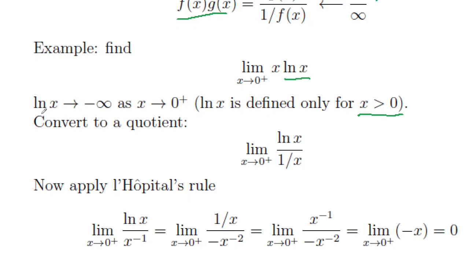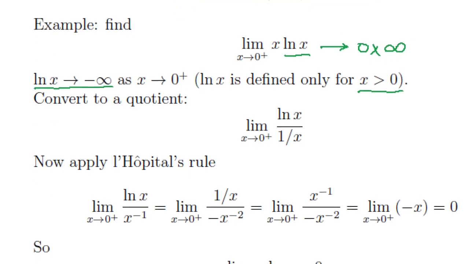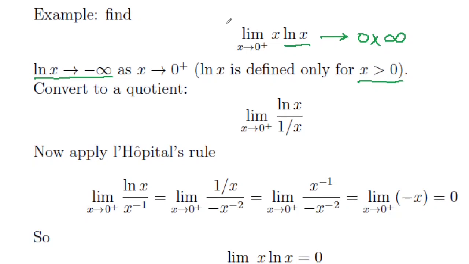And when that happens, ln of x goes to negative infinity, and we get over here a 0 times infinity expression, or indeterminate form. We can change x times ln of x to a fraction by taking x to the denominator and writing it as a quotient, ln of x over 1 over x. Since ln of x goes to negative infinity, what we have here is an infinity over infinity indeterminate form, and we can apply L'Hopital's rule to this.